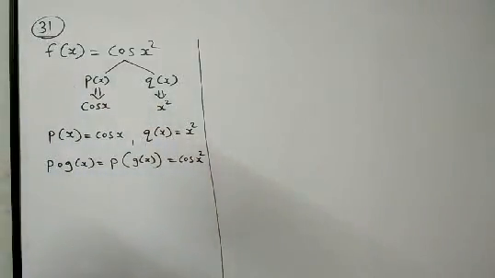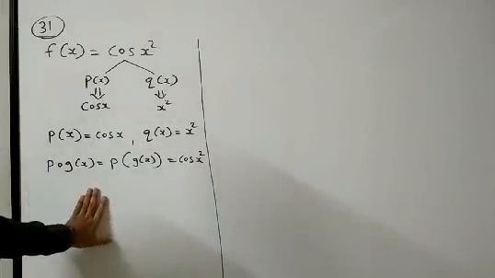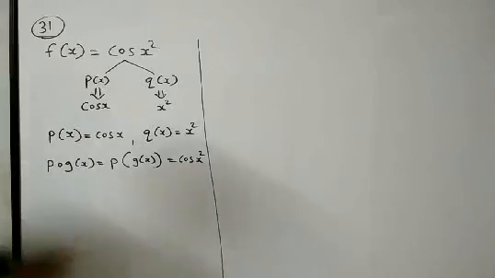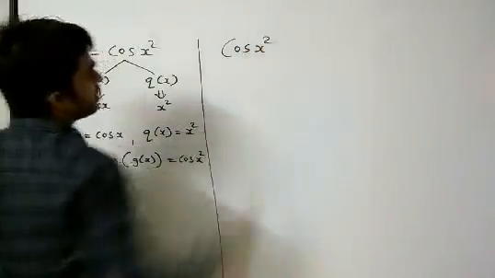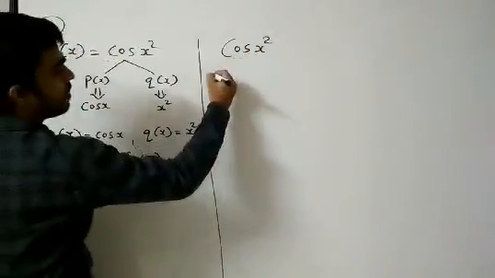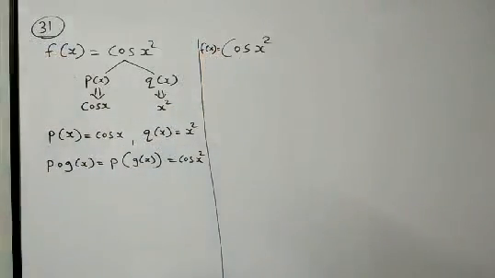I hope it is clear. See, don't make any confusion, right? What you have to do, this is something new for you, p of g of x. For example, cos x square, right? So we took two functions. This is f of x. f of x's value is cos x square.